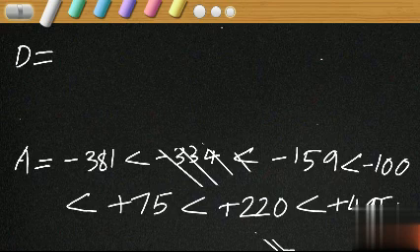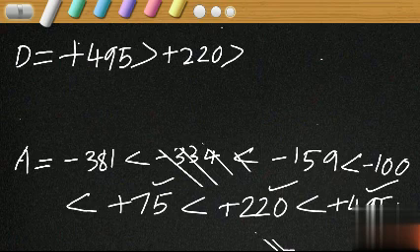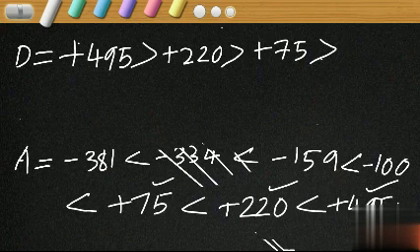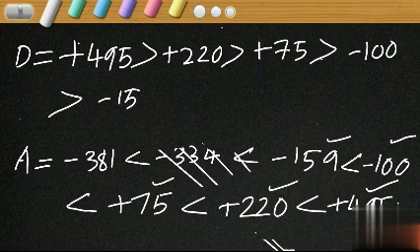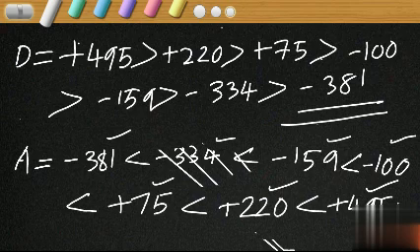What is the required descending order then? Plus 495 greater than plus 220 greater than plus 75 greater than minus 100 greater than minus 159 greater than minus 334 greater than, finally, minus 381. This is the required descending order. Hope the concept is clear now.